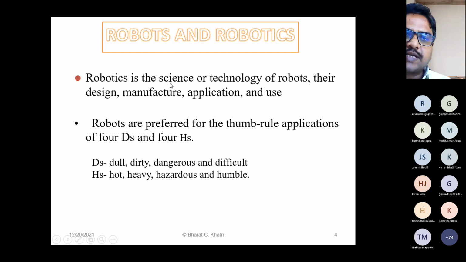What is the science that deals with robots, their design, manufacture, application and use? That is known as robotics. There is a thumb rule given for the applications, that is the 4D and 4H.